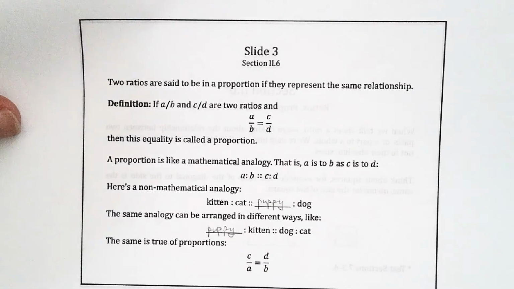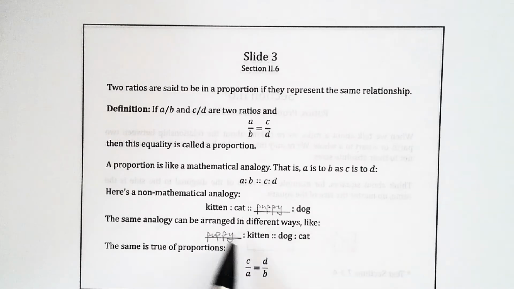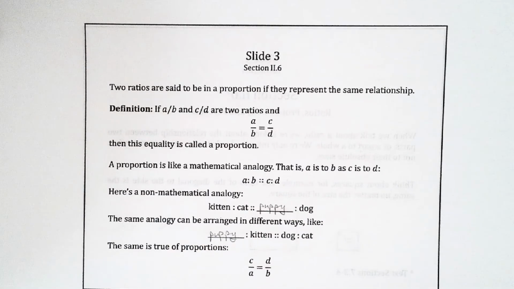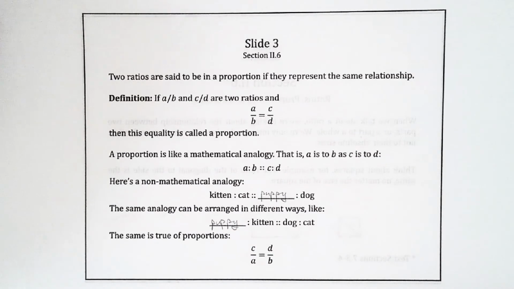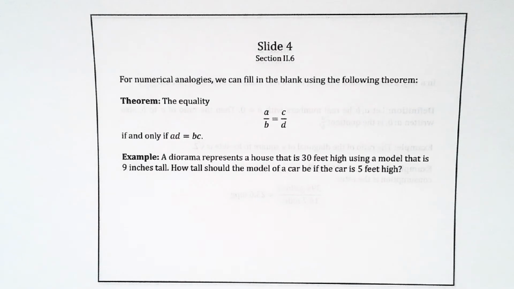Okay, so for these analogies involving ideas, you have to use language and intuition to be able to fill in the blank. With numerical analogies or proportions, we have a rule that we can apply, which is just cross multiplication. So A over B is equal to C over D if and only if A times D is equal to B times C.